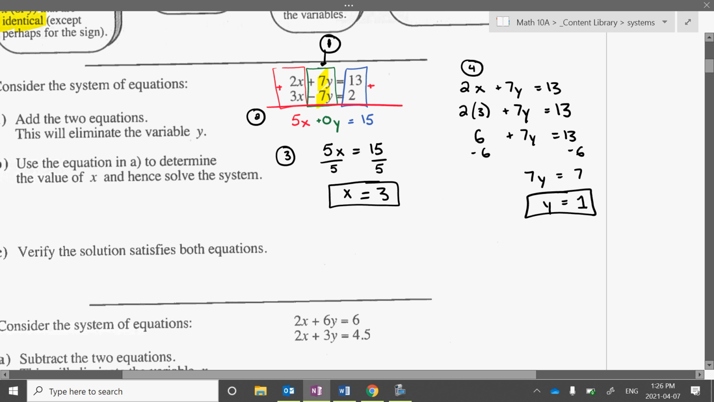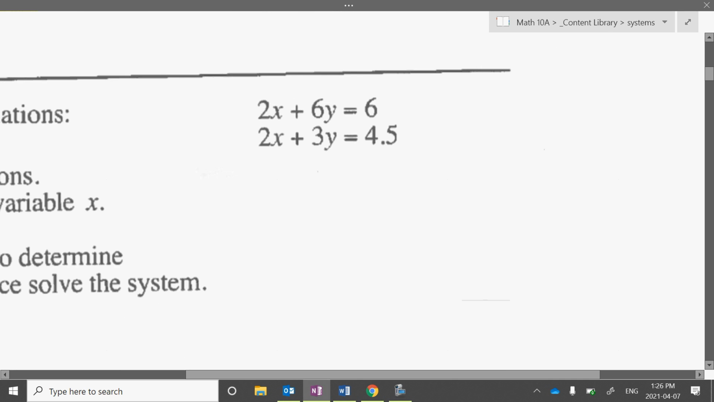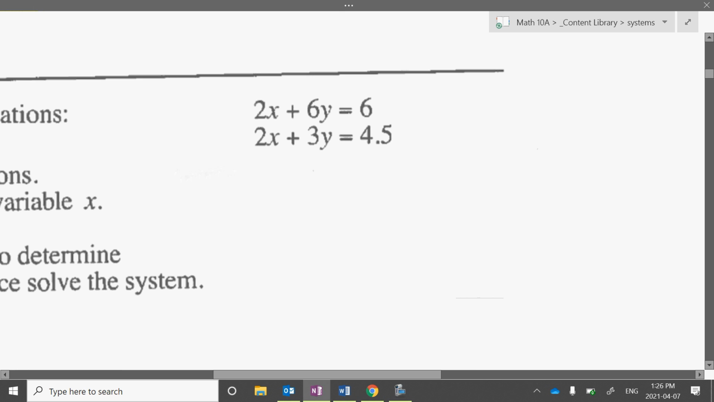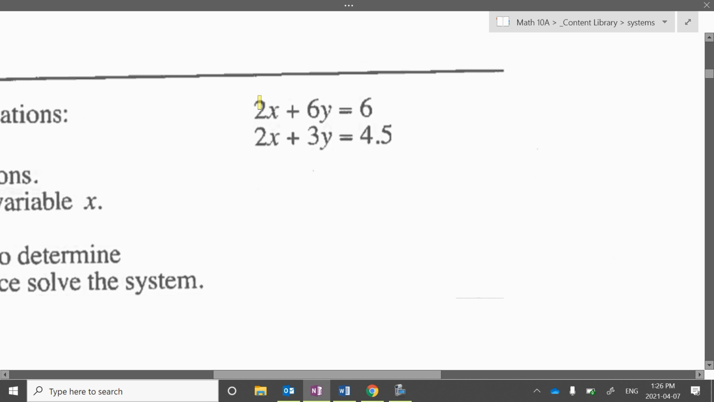Let's skip the verification part. So let's try this next one. So looking at this next system here, step 1, do I have a variable that has the same coefficient? Yes, my 2's are the same. I have 2 x's in both of them.